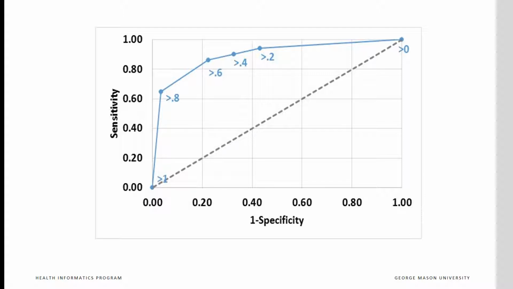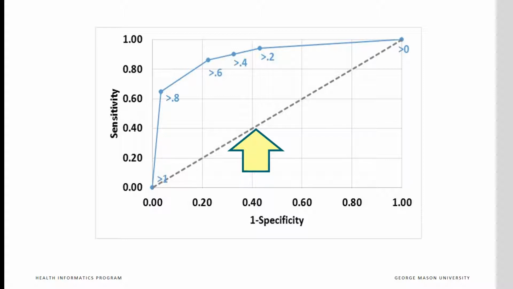We show the cutoff points so that you can see how changes in cutoff points lead to different levels of sensitivity and specificity. For example, the cutoff point greater than 0.4 is 1 point on the receiver operating curve. The straight line shows what happens if we predict randomly.